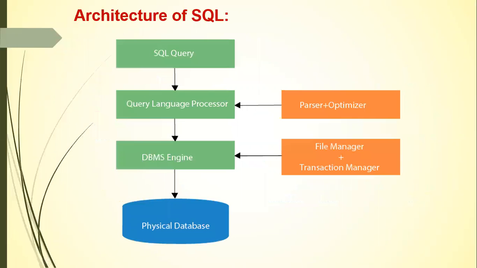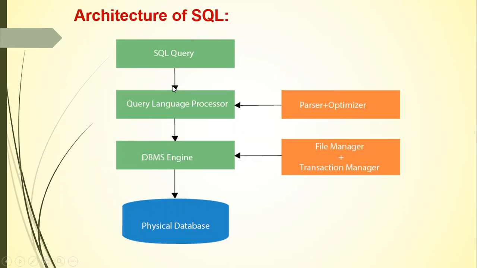Now this is the architecture of the SQL language. What does this particular architecture show? In this case, the physical database is shown here. Physical database means where your database will be stored, where your student table will be stored. This is generally secondary memory, where our database will be kept.